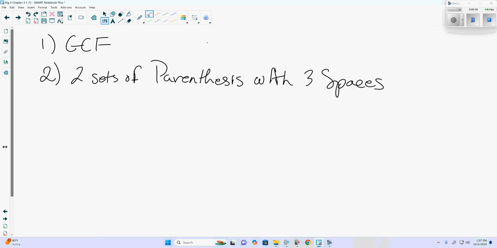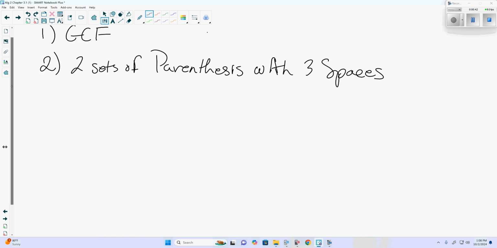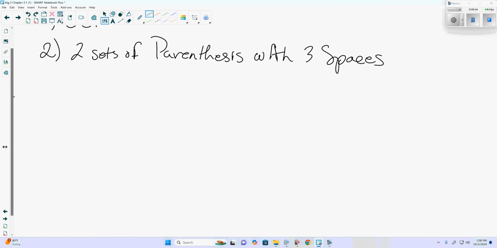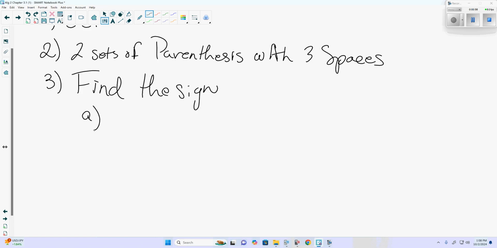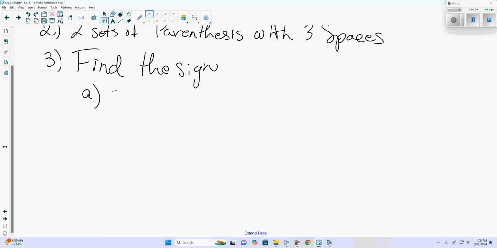So, our steps for factoring. The first one's greatest common factor. We need to find the greatest common factor, if there is one, and factor it out. Our second step was to write two sets of parentheses with three spaces. Once we finish that, we're going to find the sign. And finding the sign is based off the third term.